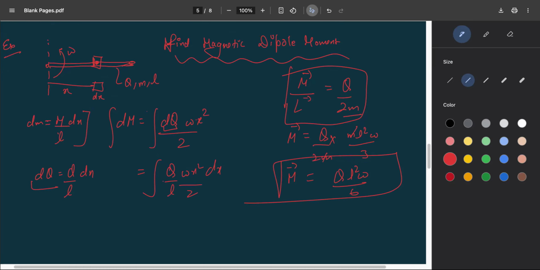Is it clear, Kirtana, this concept so far? Yes. It's clear, right? Okay, any doubt?